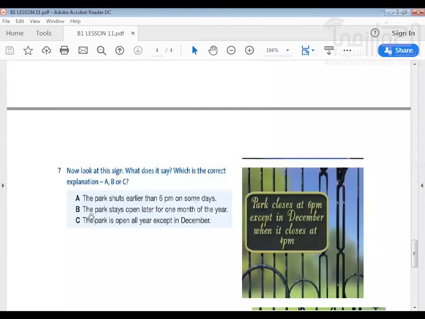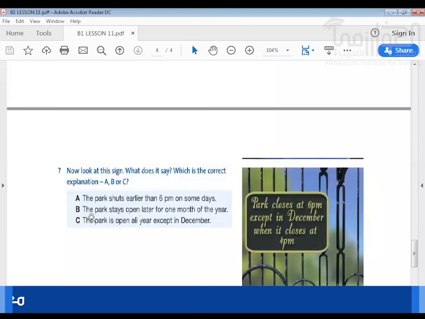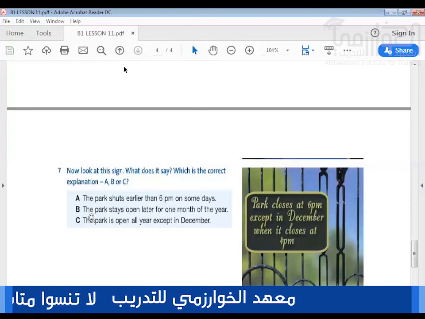Okay, now let's look at this also. Now look at this sign. What does it say? Which is the correct explanation, A, B, or C? The sign says, park closes at 6 p.m. except in December when it closes at 4 p.m. Now, which one is the correct answer here? A is the correct answer here.